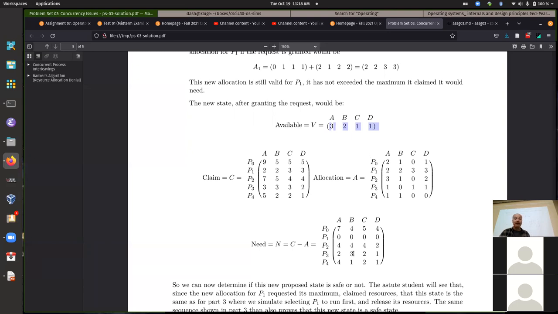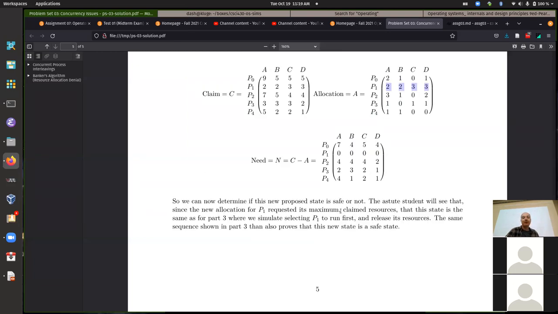We've only got two of B, and process three needs three of those. So process three is not a candidate. But process one doesn't need anything else, right? So process one is definitely a candidate. It can run to completion. And that helps because process one on this new state has some resources allocated, and by freeing those back up, some of these other processes might be candidates. And in fact, of course, other processes are candidates then, so you can find the safe sequence for this fourth part here.